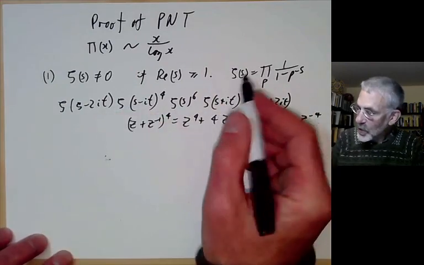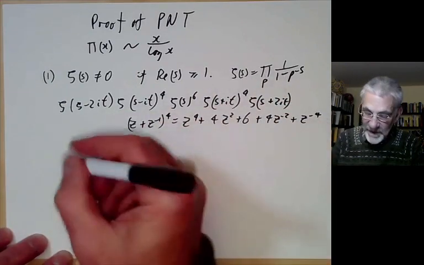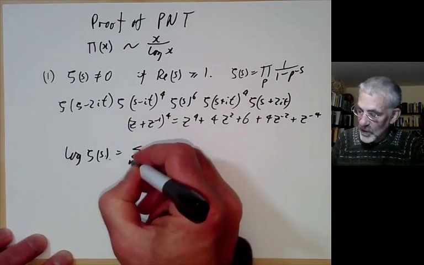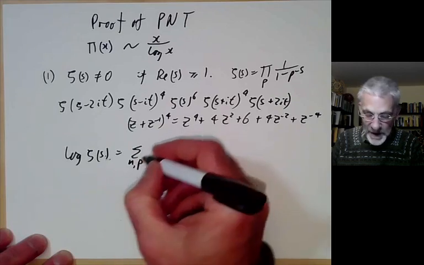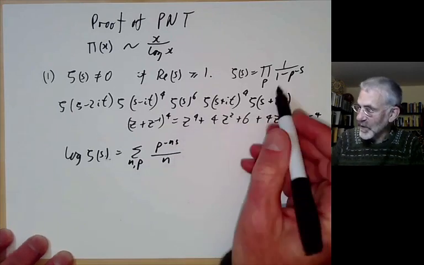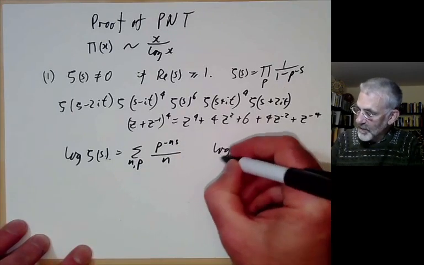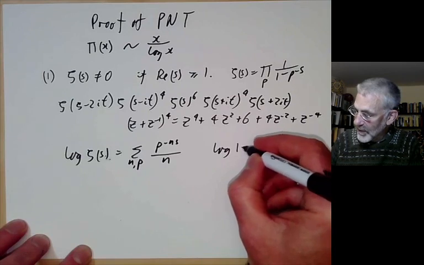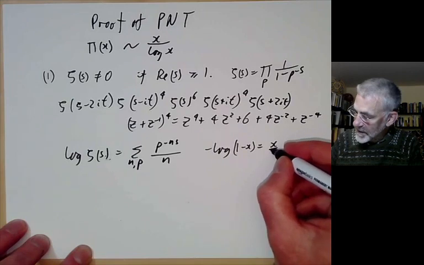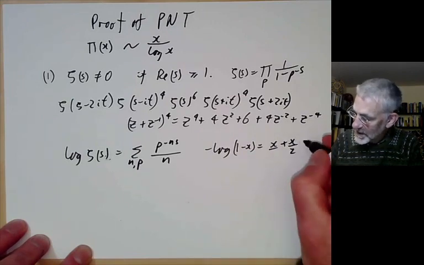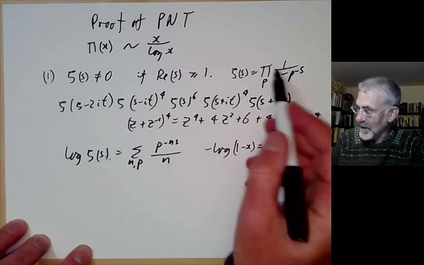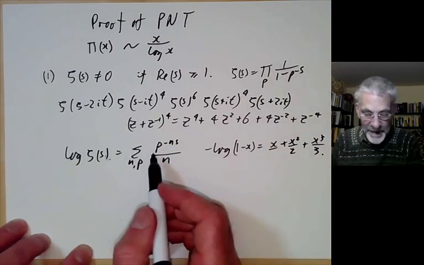Well, we recall the infinite product for zeta of s, and if you take the logarithm of that, we find that the logarithm of zeta of s is the sum over all n and all primes of p to the minus ns divided by n. We're just using the usual formula that the logarithm of 1 minus x is minus x minus x squared over 2 minus x cubed over 3 and so on. So if we apply that to the product formula for zeta, we get this.